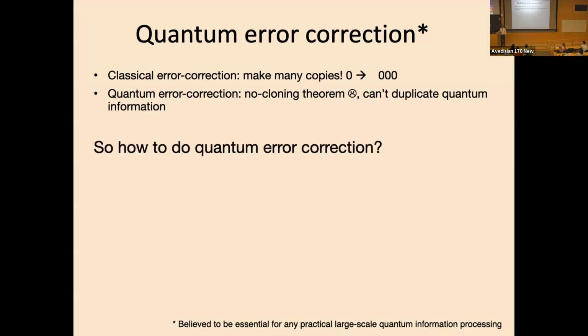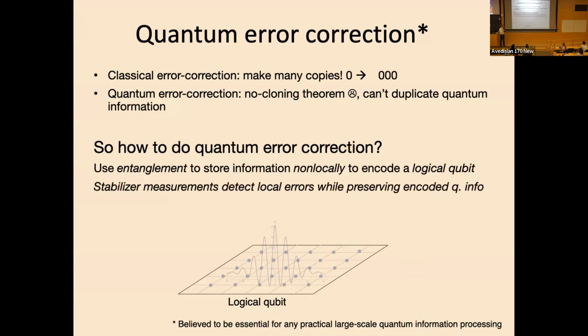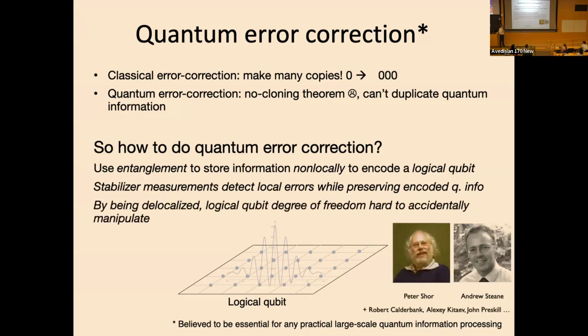And the way you do it is you store information not locally. By doing that, you also introduce the idea of stabilizer measurements. I will illustrate it in a second on the example of a toric code, where you can detect local errors without measuring the actual state that you stored. And by being delocalized, the logical degrees of freedom, corresponding to the so-called logical qubits, become hard to accidentally manipulate.